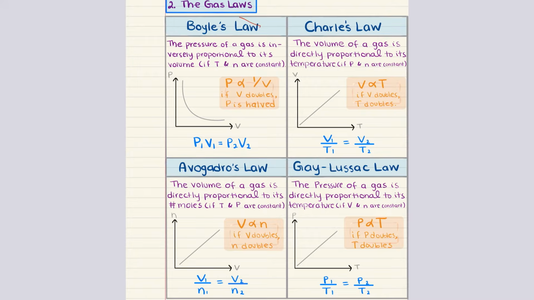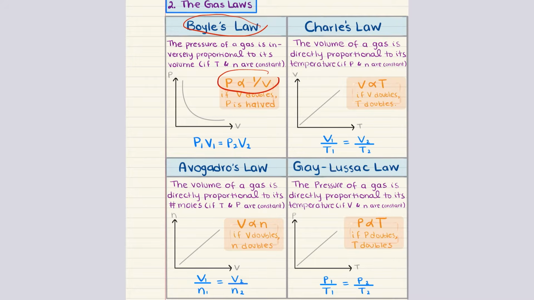We're going to start off with Boyle's law. Now, the first observation of the relationship between these variables was actually made by Boyle. Boyle's law states that the pressure of a gas is inversely proportional to its volume when temperature and the number of moles of gas are kept constant. This means if the volume of a gas is reduced, the pressure of the gas increases. And if the volume increases, then the pressure decreases. So again, there is an inverse relationship between pressure and volume.